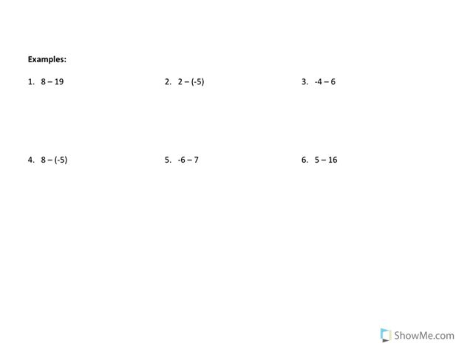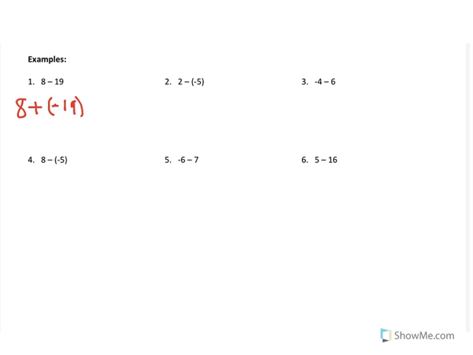Here we have some examples. So we have 8 minus 19. Remember, anytime we subtract integers, we actually want to add the opposite. So 8 minus 19 becomes 8 plus a negative 19. Let's just erase that and rewrite it. My apologies. 8 plus negative 19.